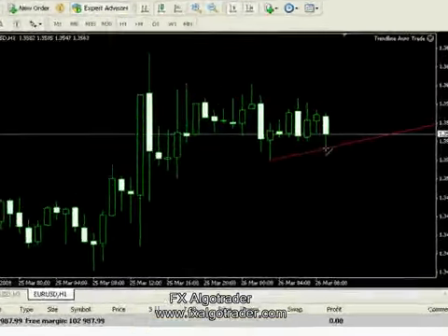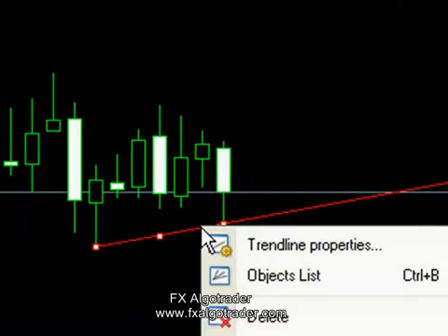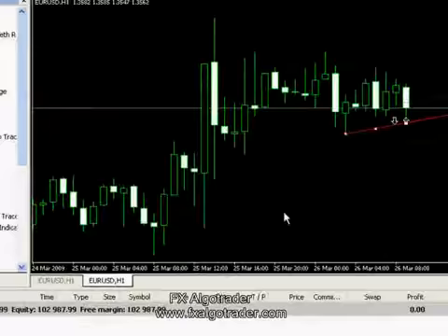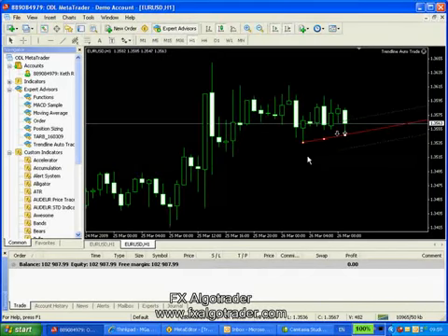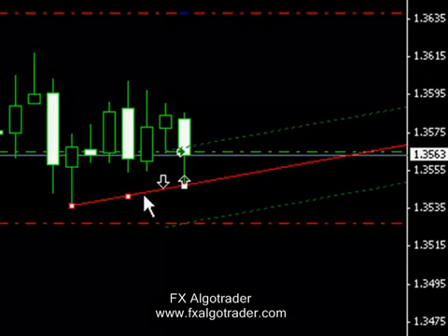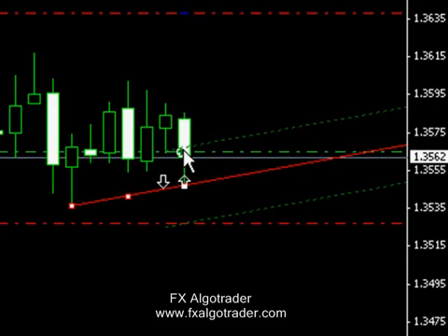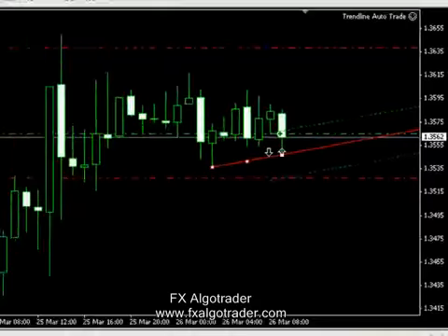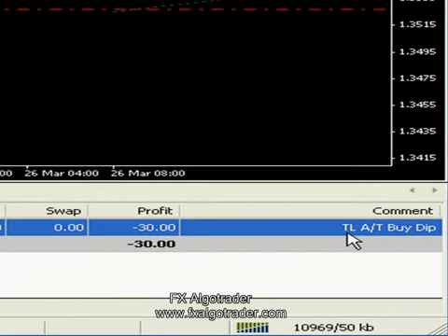Let's draw an uptrend on this chart, and we'll give the uptrend a name, up. So the system knows basically that this trend line is an uptrend, and the white arrows indicate the trend line is set up for bidirectional trading. You can see here that any time price action comes between the green dotted line, the upper channel, and the red trend line, a long trade will be executed, and you see down here the trade is designated by the system as TL, trend line, AT, auto trade, buy dip.